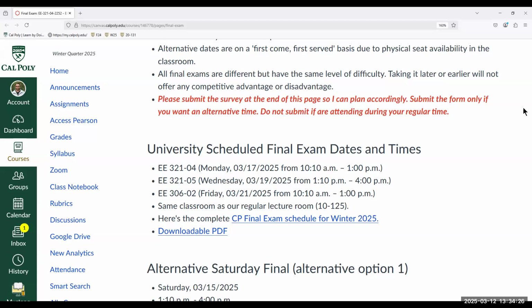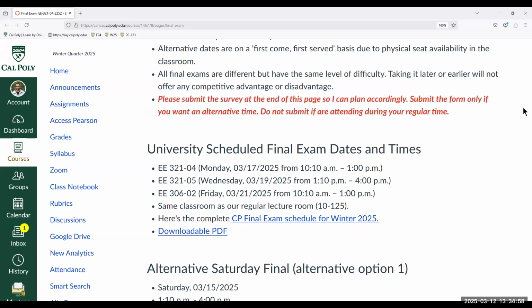Now, if you don't want to take the exam on a Wednesday, you want to take it on the Monday or the Friday or the Saturday before finals week, you have that option. So there are 4 options students can take. The exam will be very similar. Taking it earlier or later is not going to make it easier or harder. They'll be the same level of complexity. If you want to take it on a Saturday, it's in a different room. It's in building 20. If you want to take it on a Monday or a Friday, it's in this room.